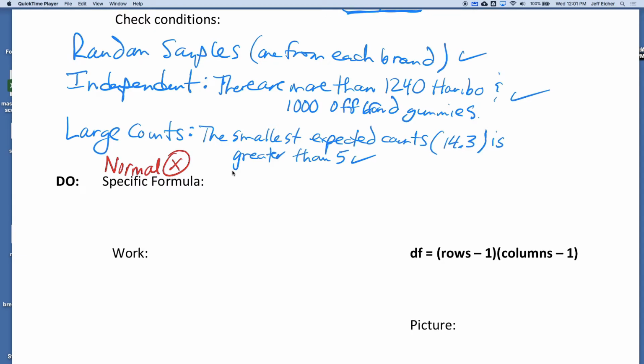The specific formula we're using for our chi-squared test statistic is the sum of all these components. You do your observed minus expected squared divided by your expected for each cell in the table. Now that's going to be a lot because we have 10 cells to do, and that's quite a few. Let's just show the first one, chi-squared equals, and then we'll use our calculator to find the test statistic.